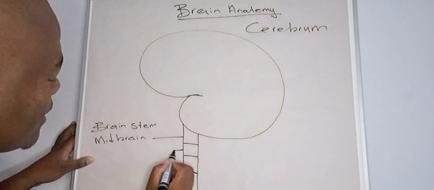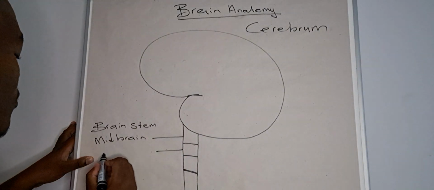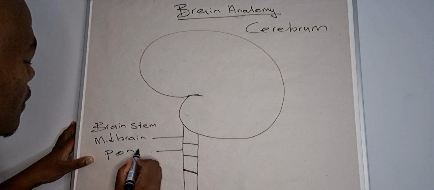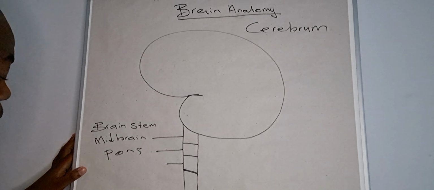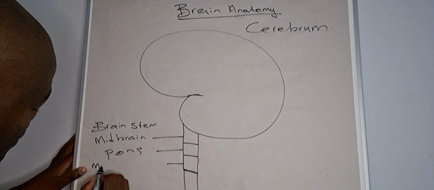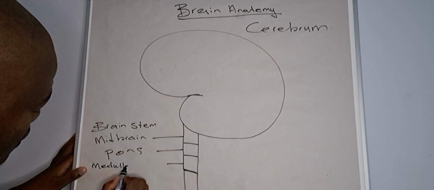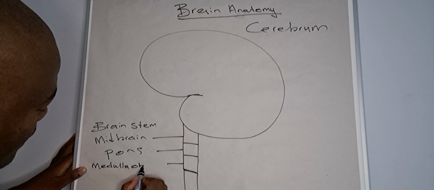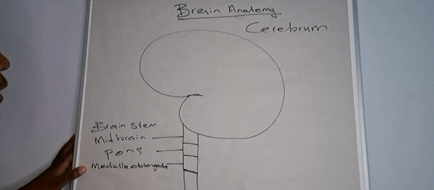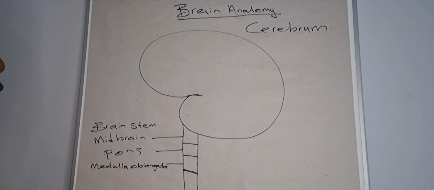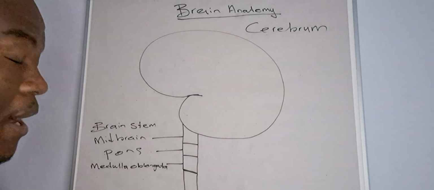What is the name of our second component? This one will be our pons. What is the name of our last component? This one will be our medulla oblongata. This one will be our spinal cord. The continuous process is our spinal cord.